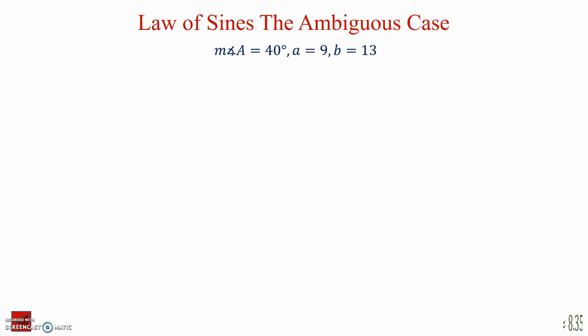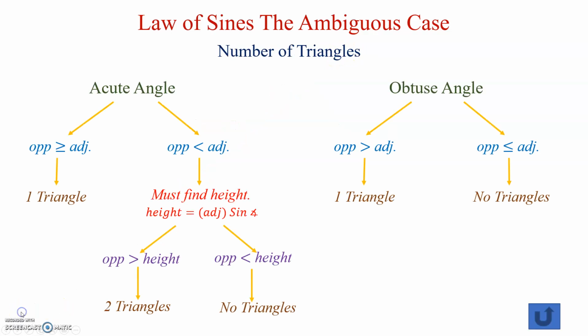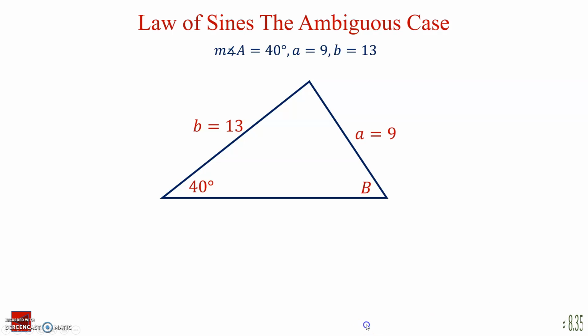Measure of angle A, 40 degrees. A is 9, B is 13. So there's our triangle. I'll go ahead and label angle B. Well, let's confirm, because A is the opposite and there's the adjacent. The opposite is less than the adjacent. According to the schematic, opposite is less than the adjacent, we must find the height. So let's go find the height.